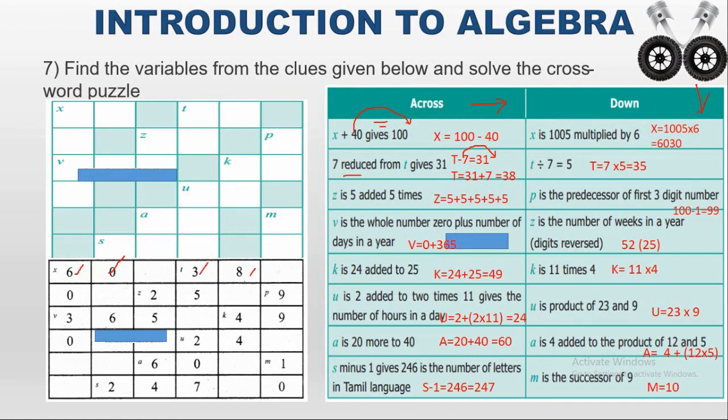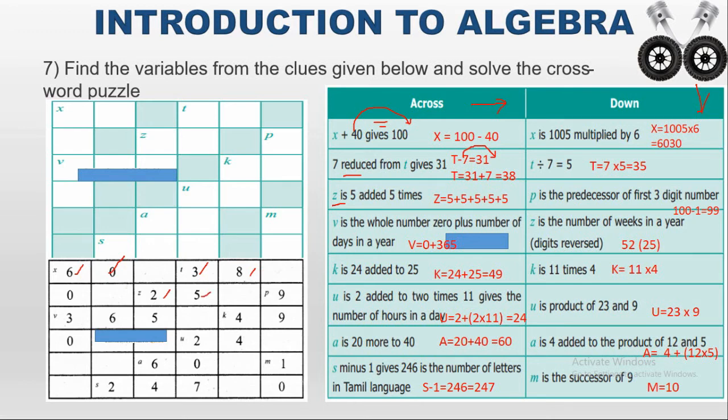Then z is 5 added 5 times. So the z value is 5. That should be added how many times? 5 times. That is 5 plus 5 plus 5 plus 5 plus 5. So the value is 25. So the z value is 25.